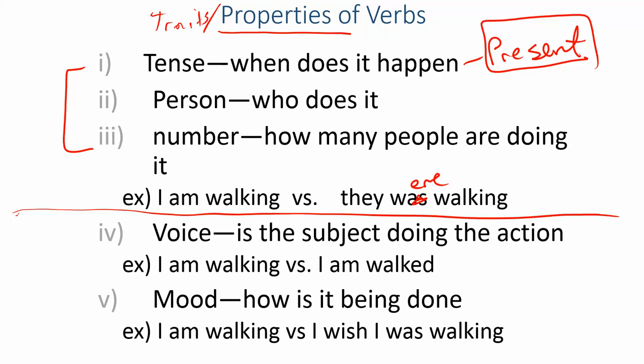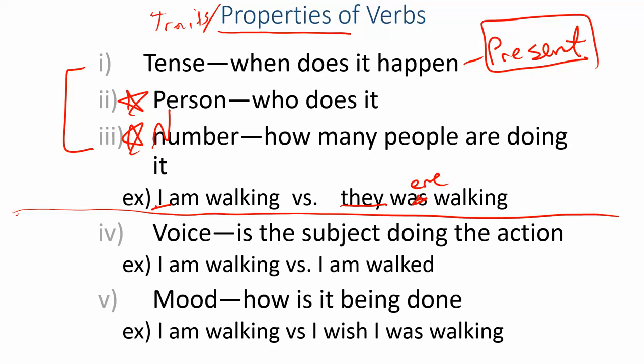Person, that's who's doing the action. In our example, we have an I, which is actually first person point of view, versus they, which is a third person point of view. So who is doing it? This is a very important concept in this lesson. Number. Number is also an important concept in this lesson. How many people are doing it? I is actually singular. It's one person. They is plural. Voice and mood are both a little conceptually more difficult than the other top 3 concepts.